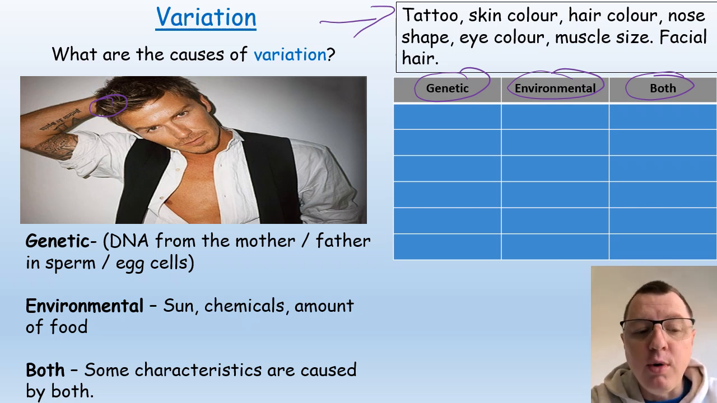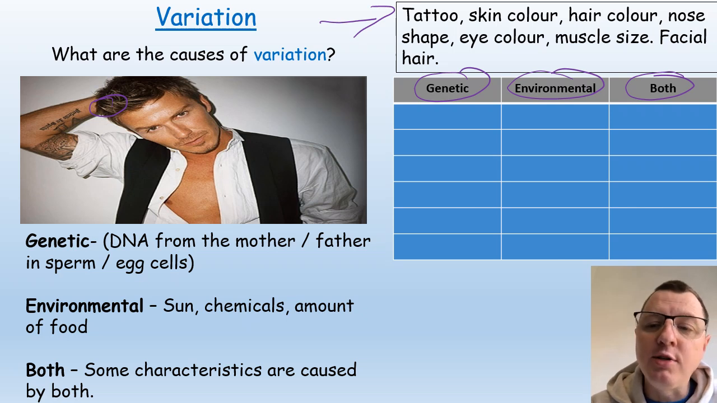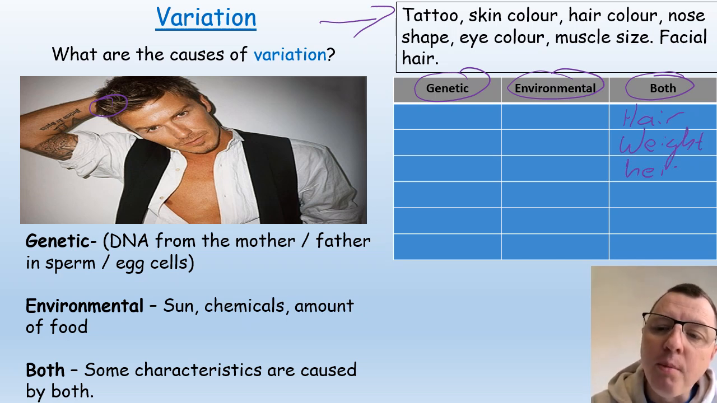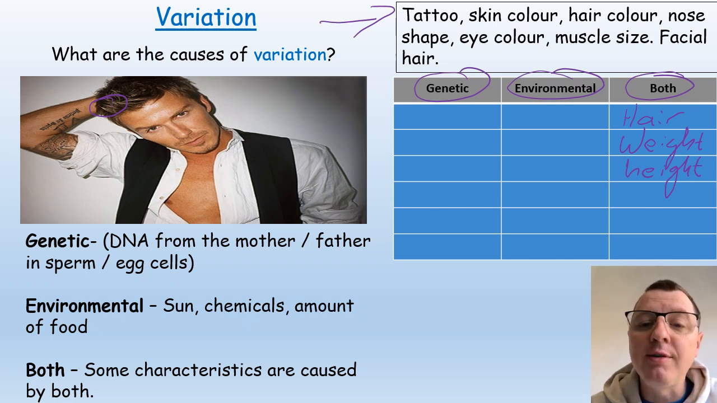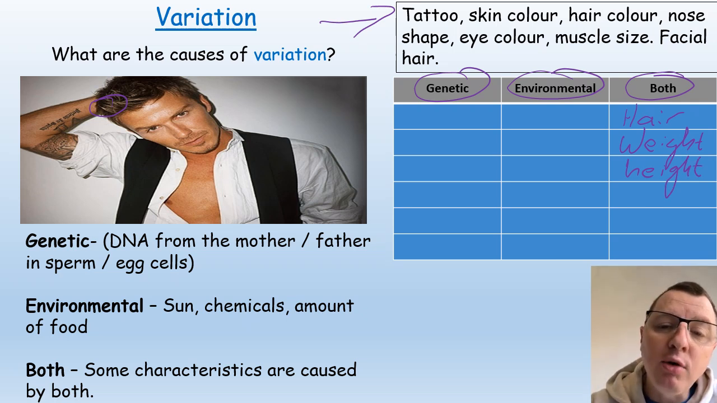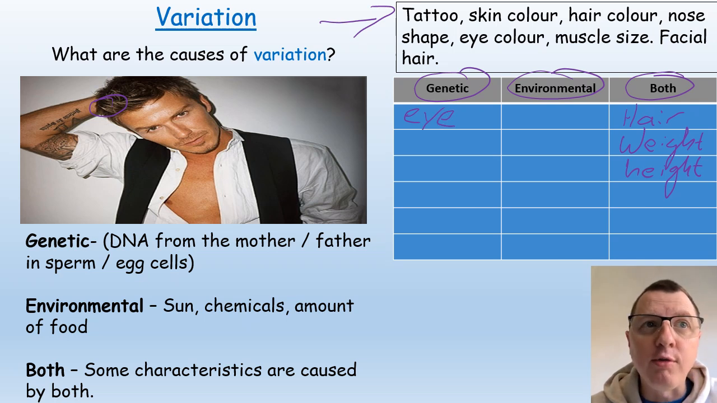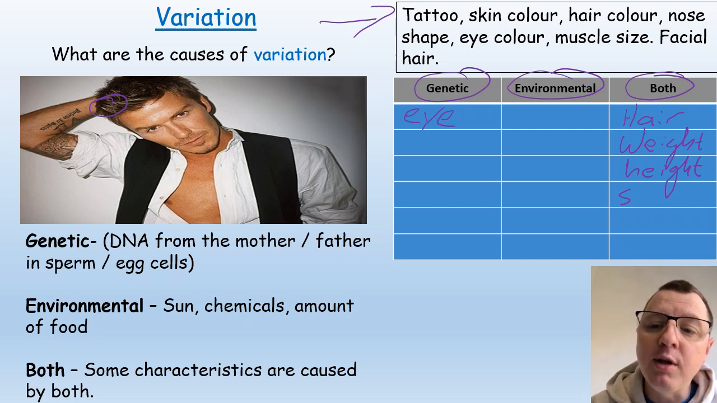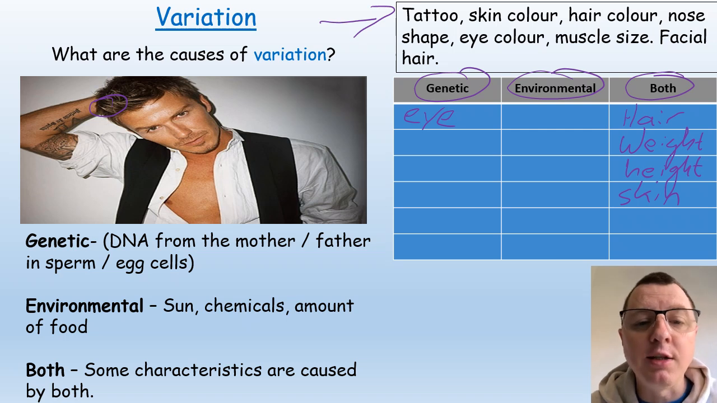Many characteristics that you have or any animal has will be caused by a combination of both the genetics and the environment. Hair colour, for example, is genetic, but when we begin to modify it in the salon, we would consider that hair colour is caused by both. Your weight and your height are also affected by both genetics and the environment. Your eye colour is solely genetic, unless you've gone and had expensive contact lenses or some kind of cosmetic surgery to change that.